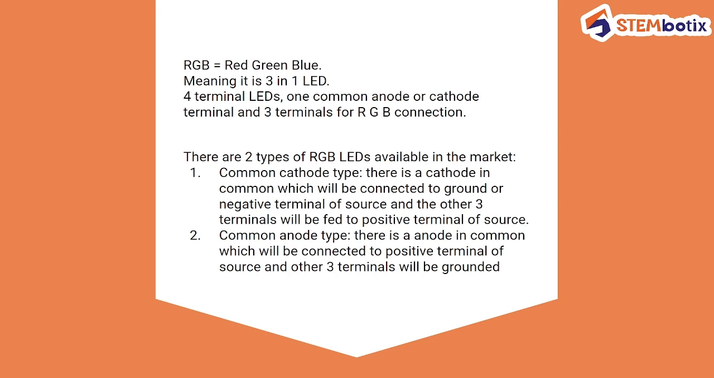There are two types of RGB LEDs available in the market. First one is the common cathode type. There is a cathode in common which will be connected to ground or the negative terminal of the source, and the other three terminals will be fed to the positive terminal of the source. While in the common anode type, there is a common anode which will be connected to the positive terminal of the source, and the other three terminals will be grounded. So these are the two types of RGB LEDs.